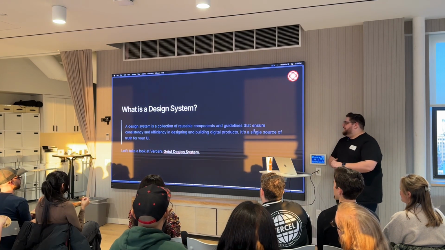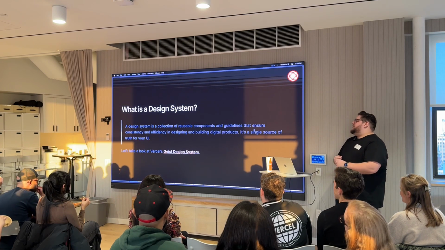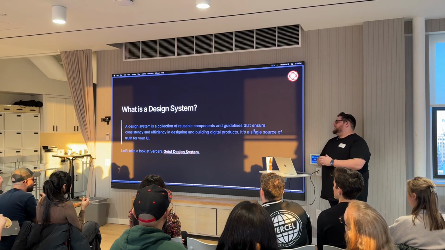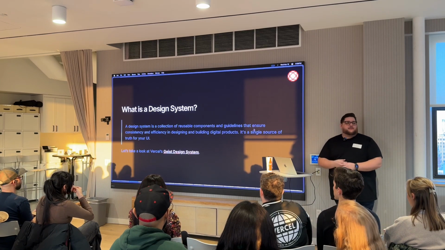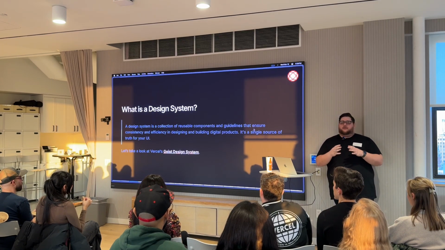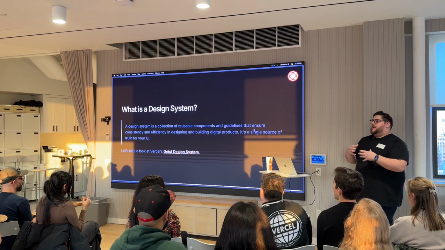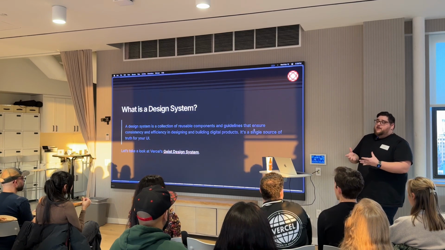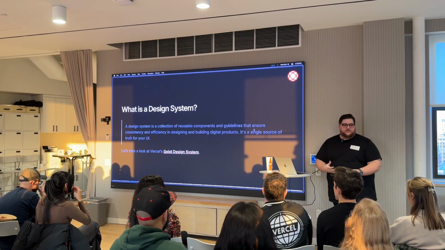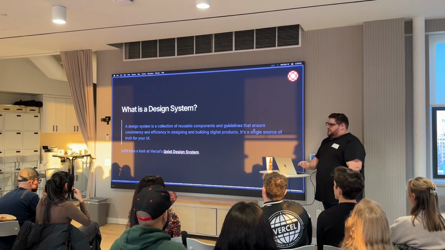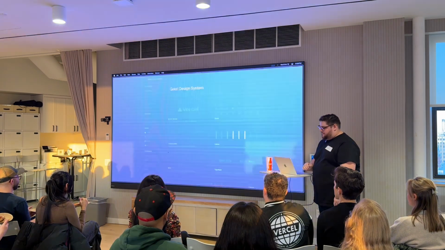So what is a design system? Well, it's a collection of reusable components and guidelines that ensure consistency and efficiency in designing and building digital products. Basically, it helps your stuff look good across the board. And it's really useful for teams that have any amount of developers, in my opinion, but it just helps maintain that consistency, that same look, that brand look, right? Cool. Let's take a look at Geist.